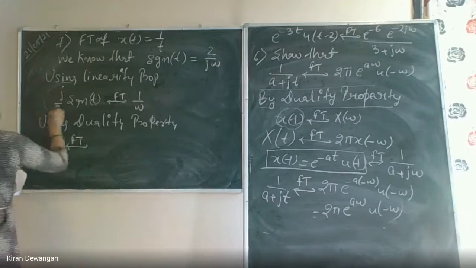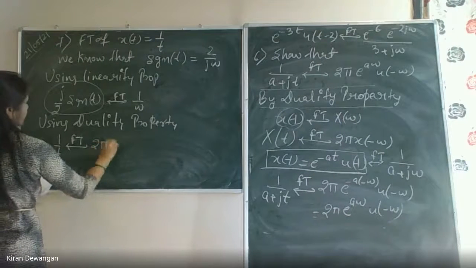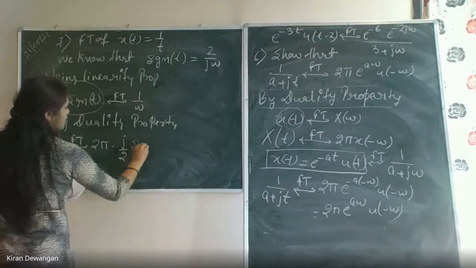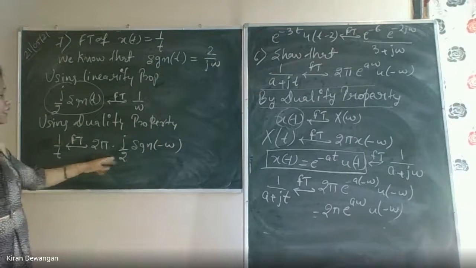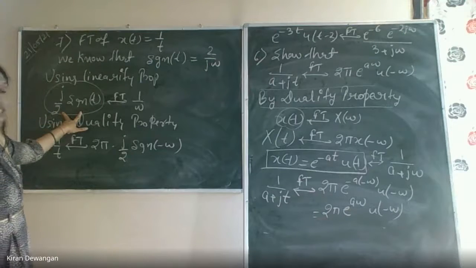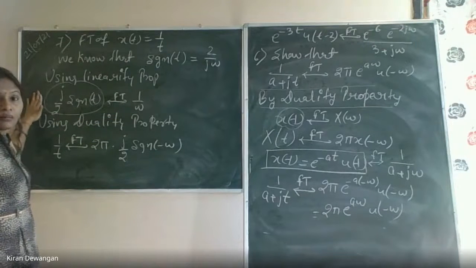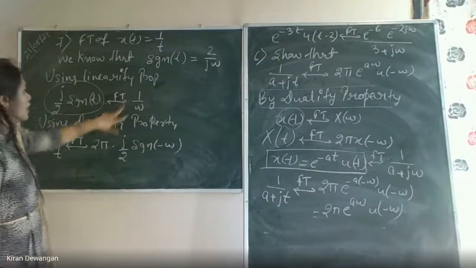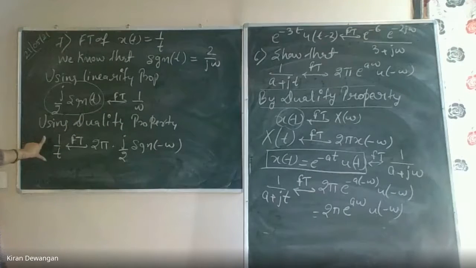Now what is my x(t)? x(t) was this one. 2π into j by 2 will be as it is. This will be signum of minus omega. What is it? 2π small x of minus omega. This was my x(t), j by 2 signum t, whose transform is 1 by omega. Now we have applied duality to this particular function, so here 1 by omega will be 1 by t, because omega is replaced by t, so this becomes 1 by t.